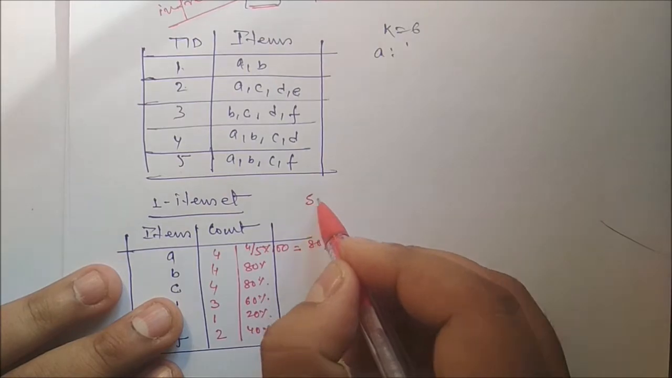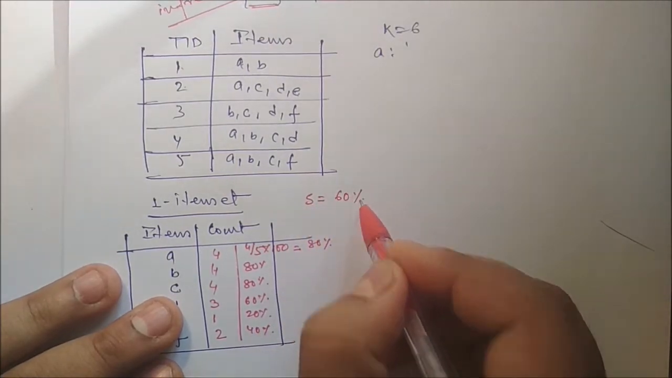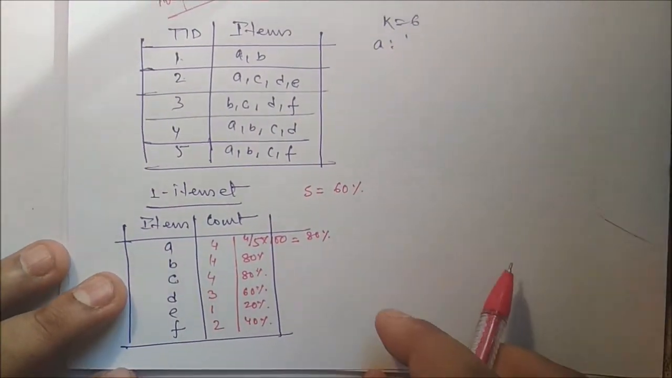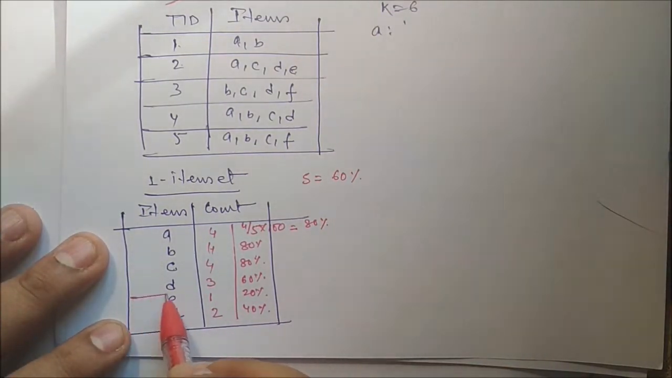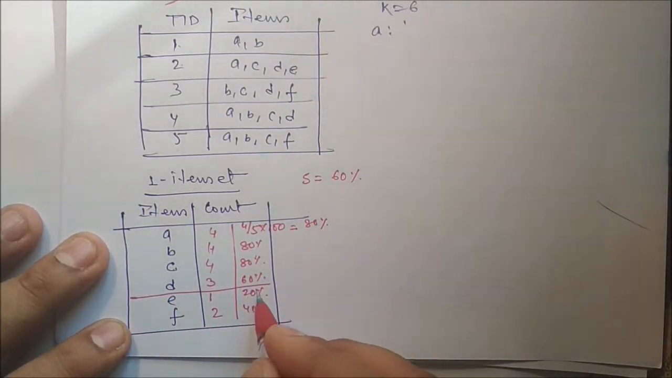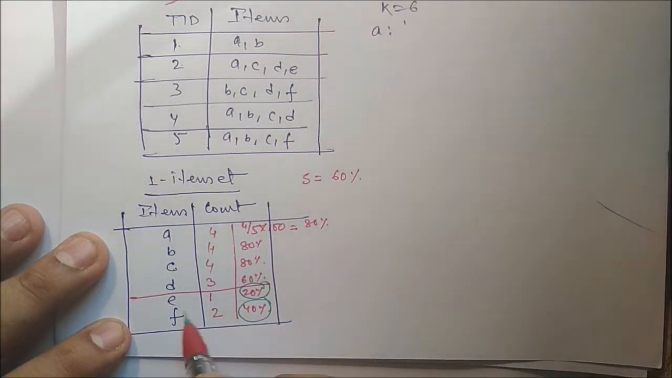Now we assume that the support threshold is 60%. So eliminate all those item sets whose support is less than 60%. So here support is 20%. So you have to eliminate this one as well as this one. So we have to remove these two lines.